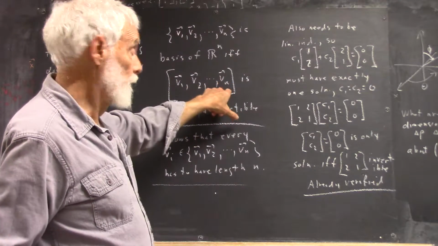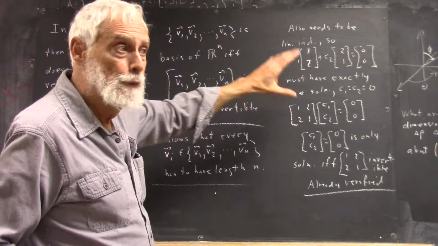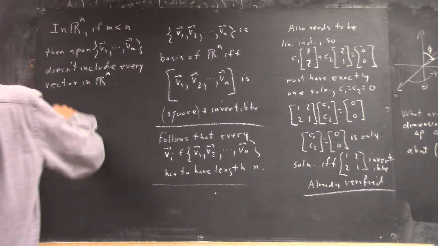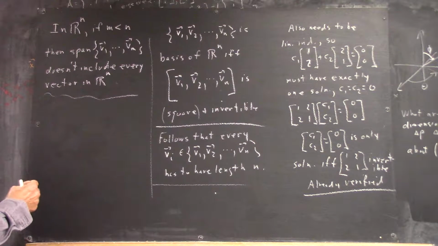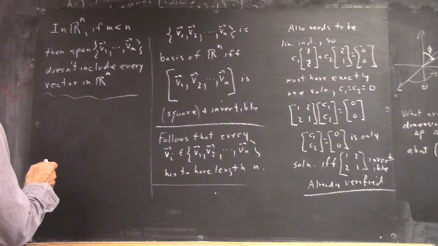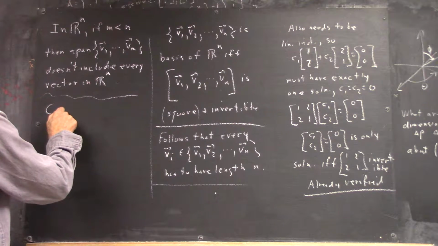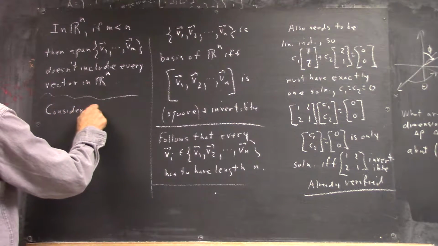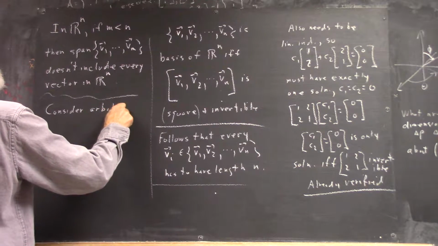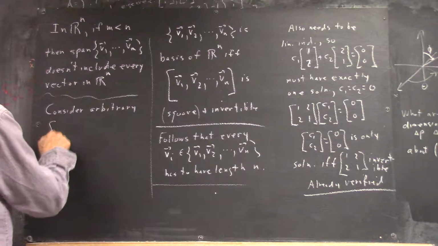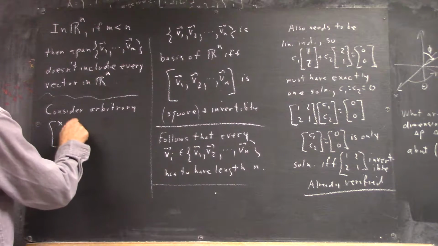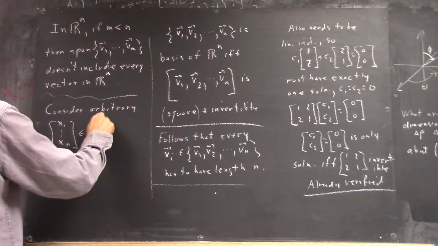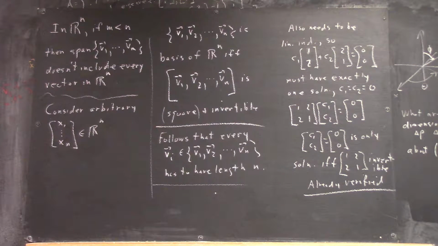And if the set isn't linearly independent, you might need more. So we want to think about that and what it means. I'm going to say consider an arbitrary column vector in Rn. Okay?